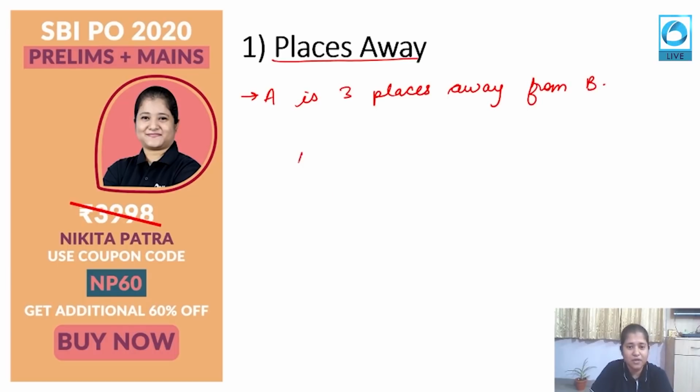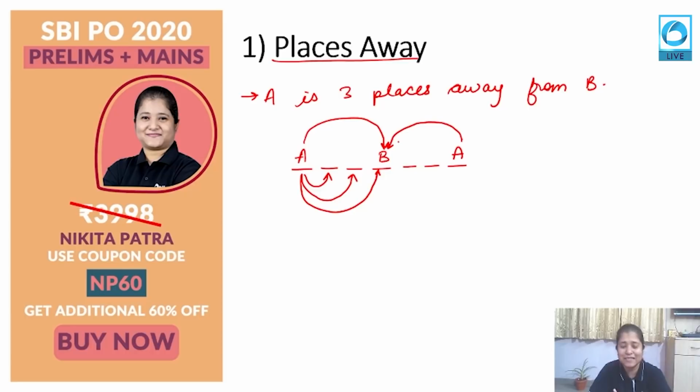Now just remember, if it says that A is 3 places away from B, that means there has to be a gap of 2 persons, right? So 1, 2 and 3, right? So this can be like this, can also be like this. ठीक है, तो यहाँ पर 1 place away will be immediately next, 2 places away will be at a gap of 1 and 3 places away will be at a gap of 2, right? So A is 3 places away from B can be on either side of the B such that there are 2 people seated in between.